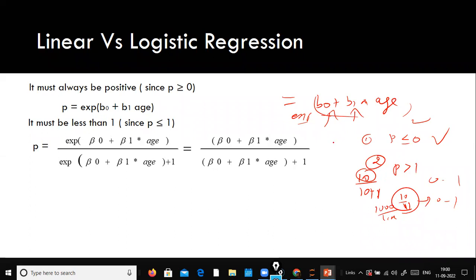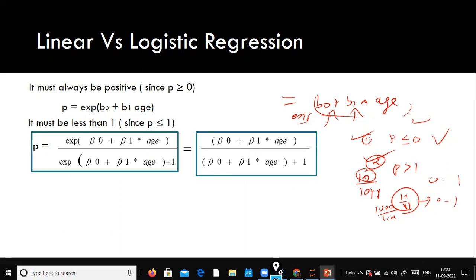So now, to solve the first problem, you need to take the exponential of this one. And the same value, 10 divided by 10, right? Whatever value you use, you use the same value in the denominator, and then you add 1. So now we are able to solve two problems. Okay, so now we got this equation.